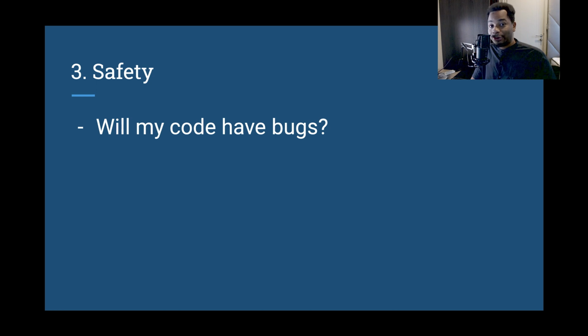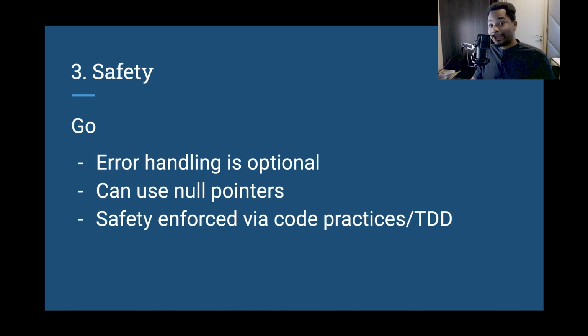You can see something that's kind of simple becomes very complicated as soon as you decide to use references. So after you've been productive and all that, and you're pushing code to production, the next thing you want to think about is safety. So will my code have bugs? Well, in the context of Go, Go doesn't really force you to handle errors. It kind of exposes them to you, but you don't necessarily have to handle them. Go does allow you to have null pointers, and as we saw earlier, that can be kind of problematic if you forget to handle those. So for the most part, in Go, safety is enforced through good coding practices and test-driven development.